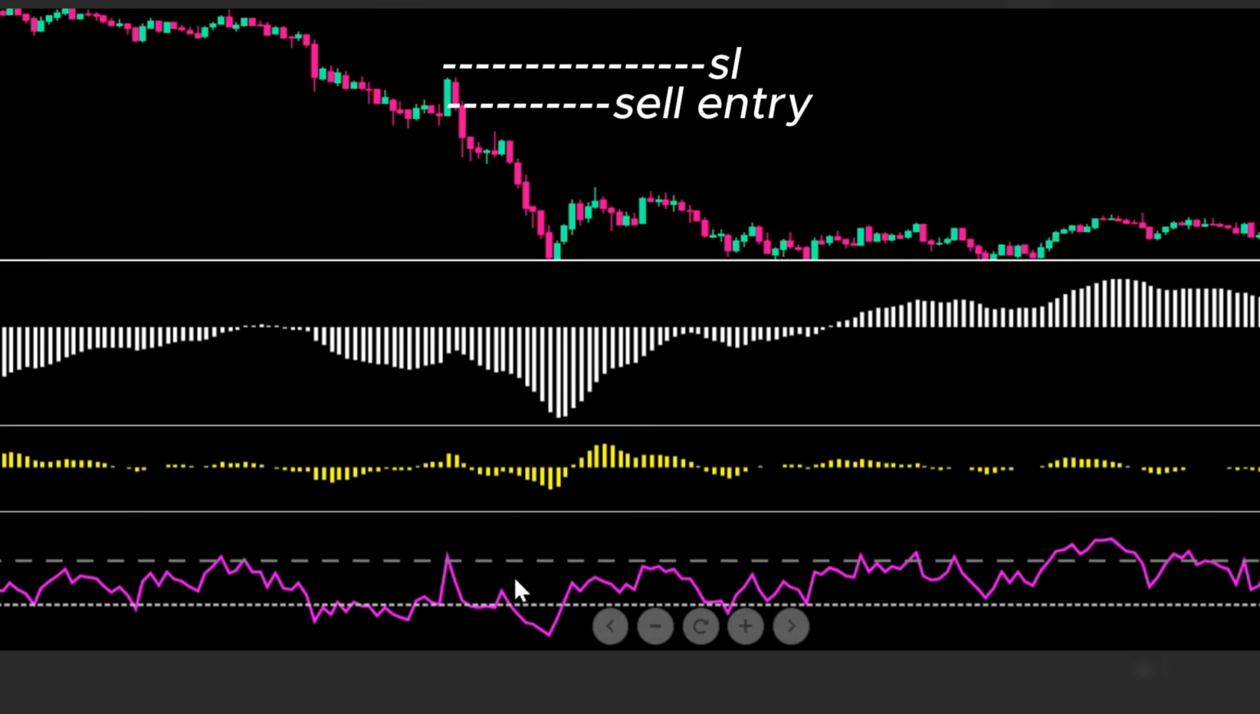See how the price moves down nicely. Once RSI drops below 50, we close our short trade and take our profit.